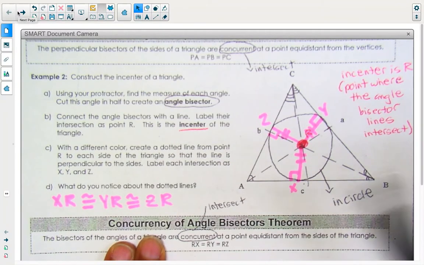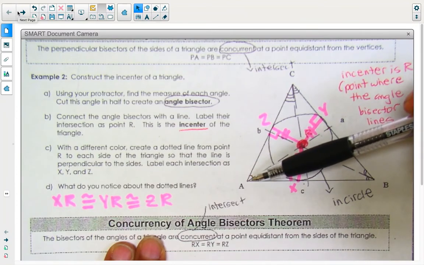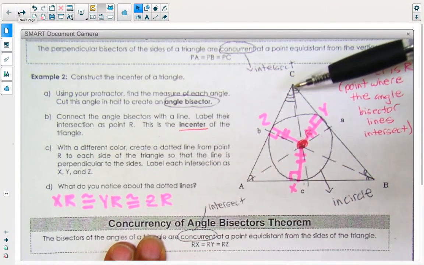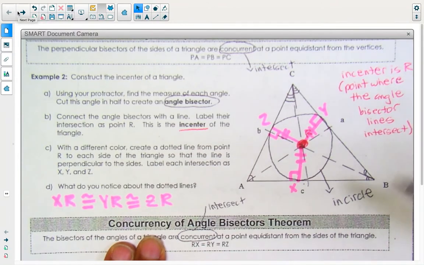So again, I've already done that. I cut angle A into 2 congruent parts. That's what my little curvy tick marks mean. I cut C in half and I cut B in half. So I've already done that. I cut each of my angles in half.